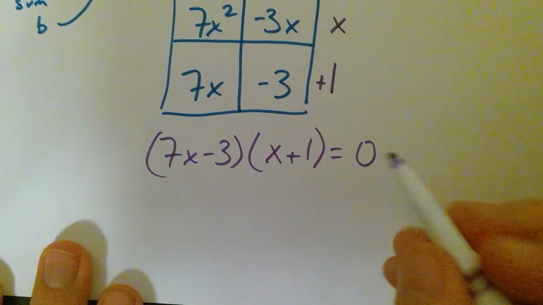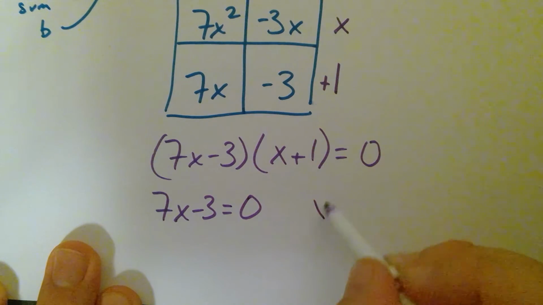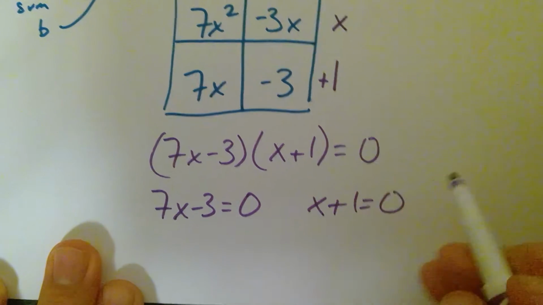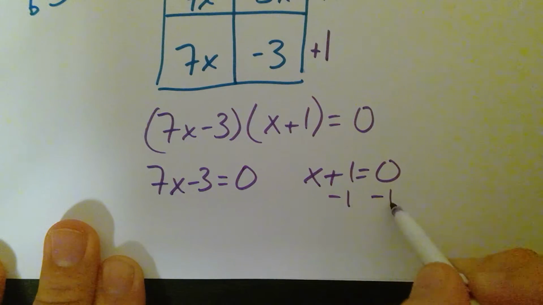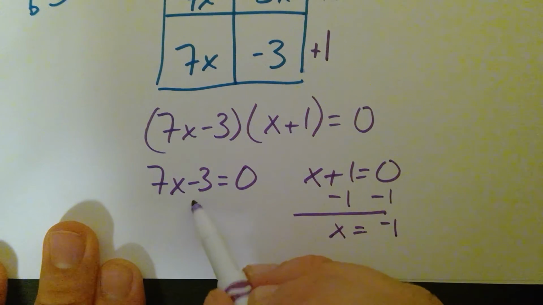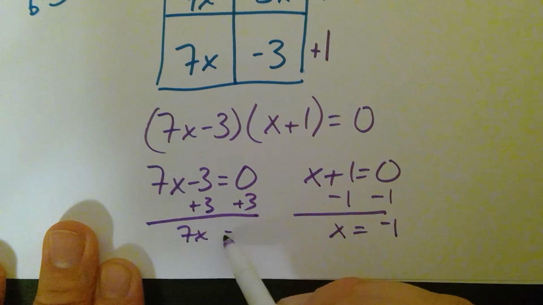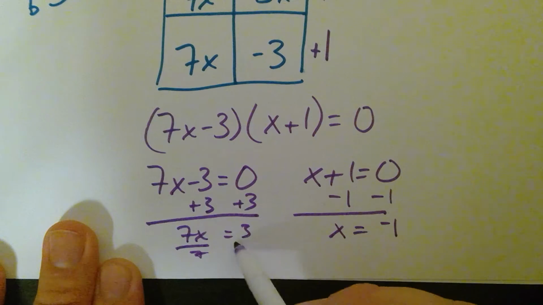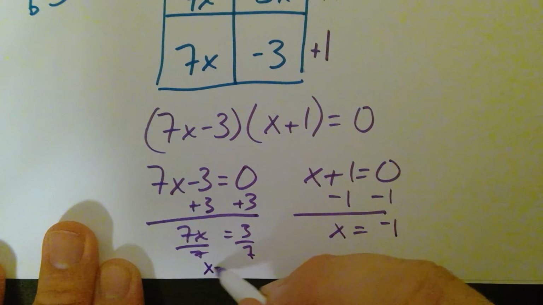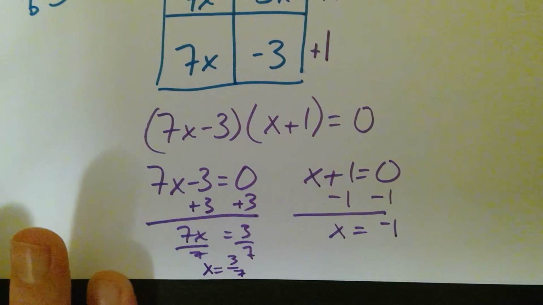What can we do with those two groups? We set them equal to 0. Let's do the nice and neat one first. Subtract 1 on both sides. x equals negative 1. And then here we add 3 on both sides. 7x equals 3. Dividing by 7, x equals 3 over 7. Once again, a fraction that we might not like, but we're done, so we don't have to worry about it.